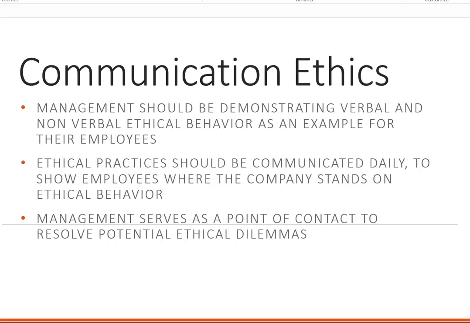Management serves as a point of contact to resolve potential ethical dilemmas. So if you have a problem, obviously you go to management, and they need to deal with the ethical problem in the best way that the company represents itself. And that's why also the practices should be communicated daily so that the employees know, and this could potentially stop an ethical dilemma prior to it happening.